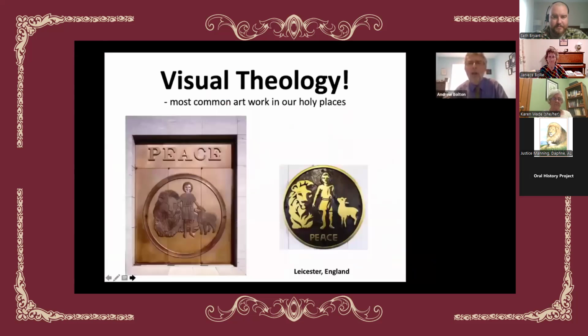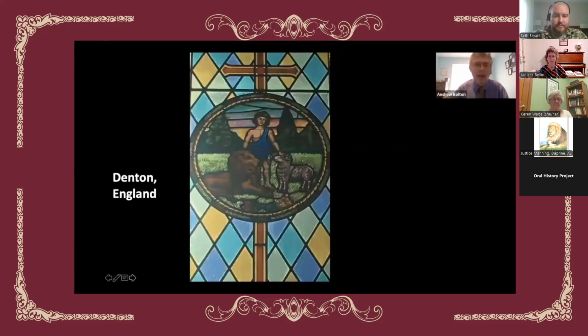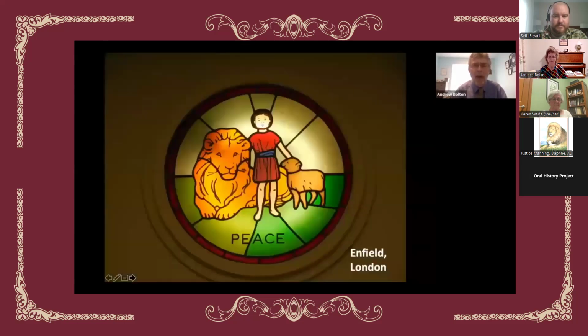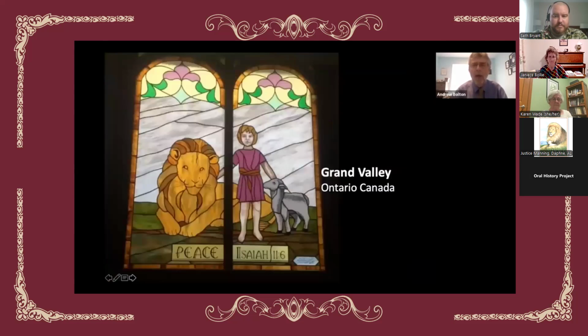Its visual theology is the most common artwork in our holy places, whether it be the temple doors or, in my little congregation in England, in Leicester, a plaque on the wall. The church seal is important for us. It's stained glass windows, as in Denton, England, near Manchester, or Enfield, London, or Grand Valley in Ontario, Canada.